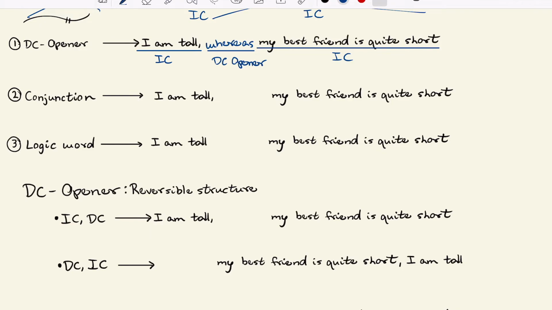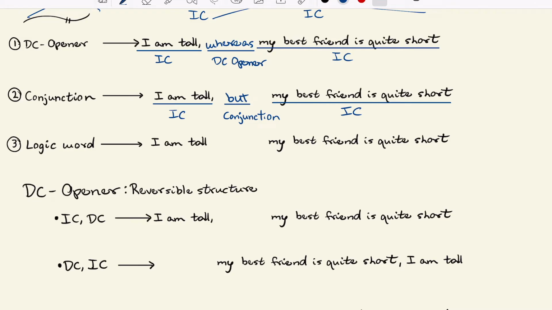The next way is by using a conjunction. I am tall is our independent clause again. My best friend is quite short is our other independent clause. And we can join that with, for example, but, which is a conjunction. I am tall, but my best friend is quite short.